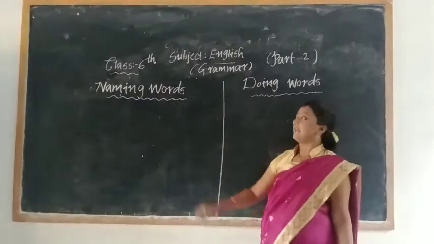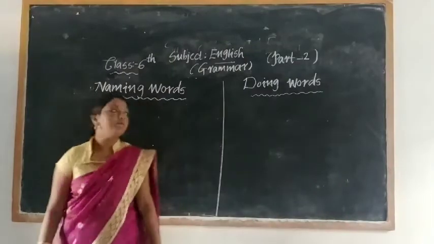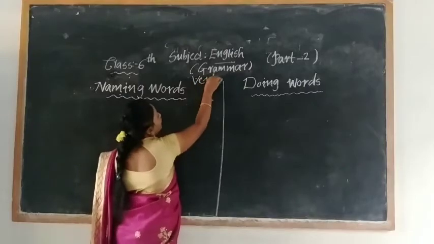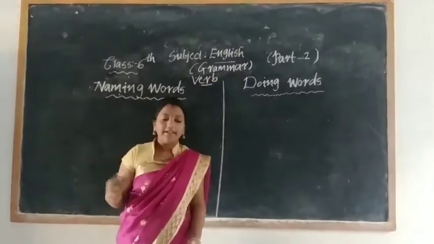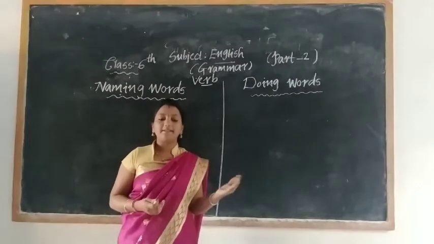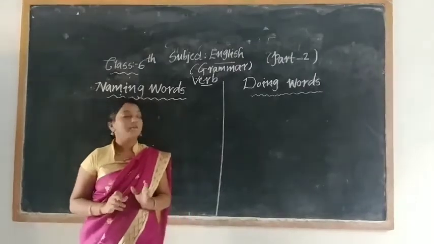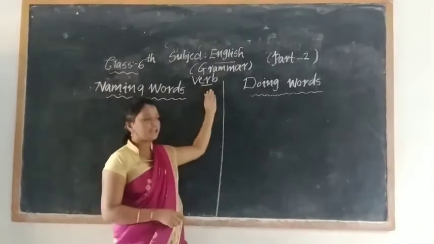Already in the previous class we learned about the verb. What do you mean by verb? A verb is an action word. It is a word that tells us what a person, an animal and a thing does. Means just it is an action word. Verb is an action word.